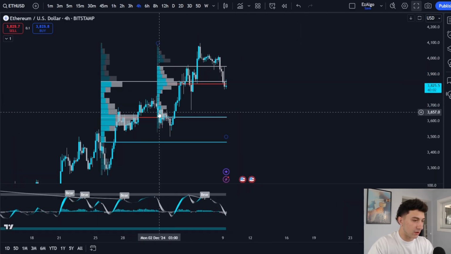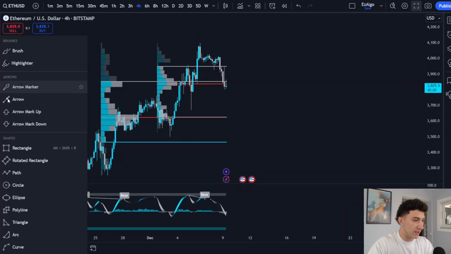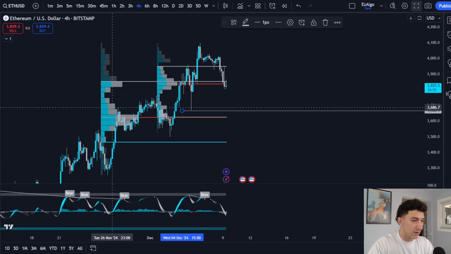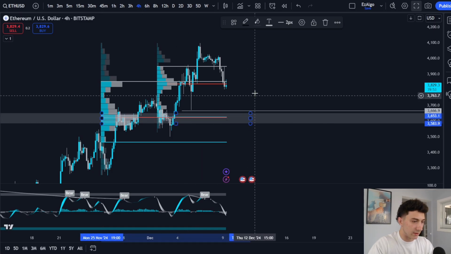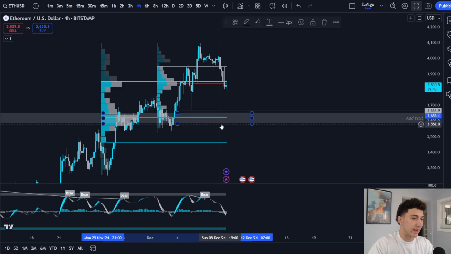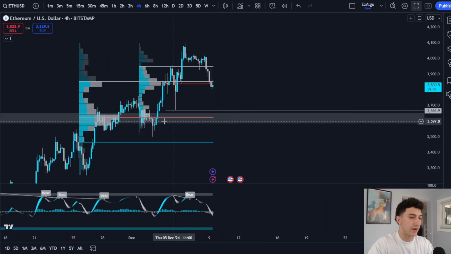Okay, let's see what other confluences we have. Well, I see that we have a previous low here, some liquidity that needs to be taken out. We also have a key horizontal level here. We can see this level is acting as resistance, support. We're looking to flip this level back into support. We also have some higher time frame order blocks.